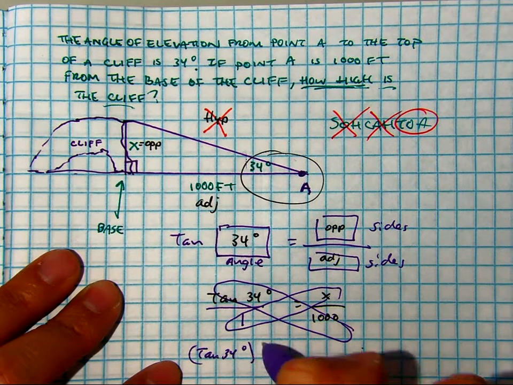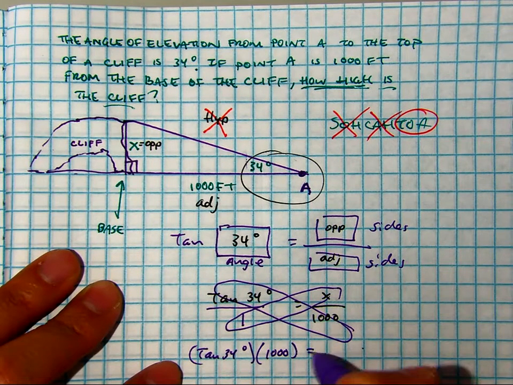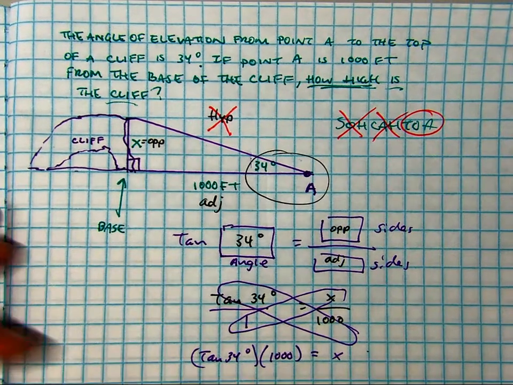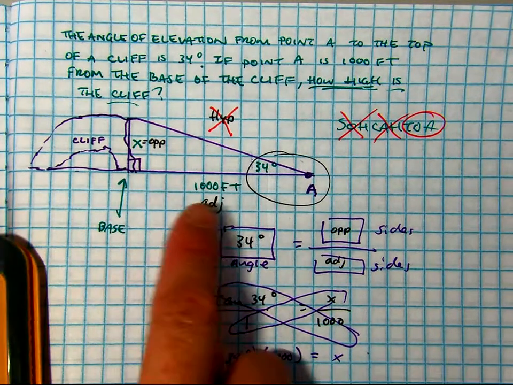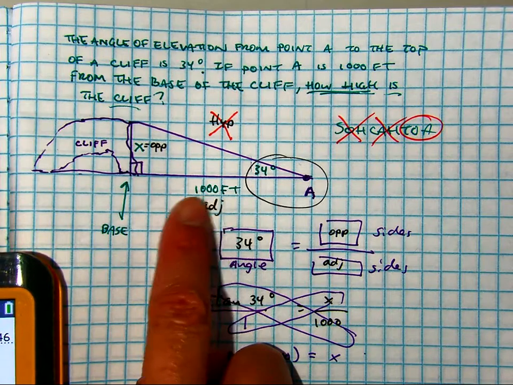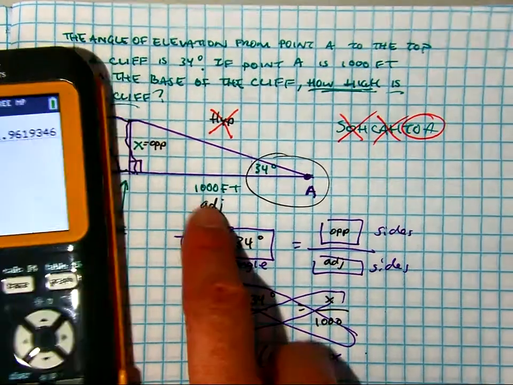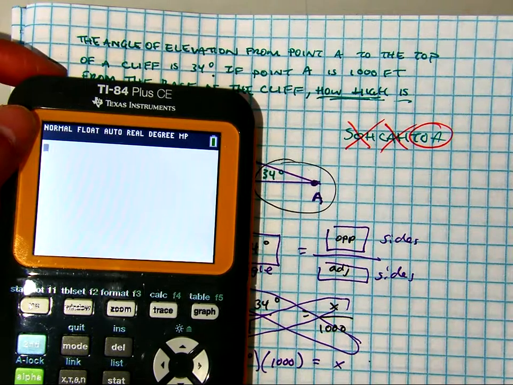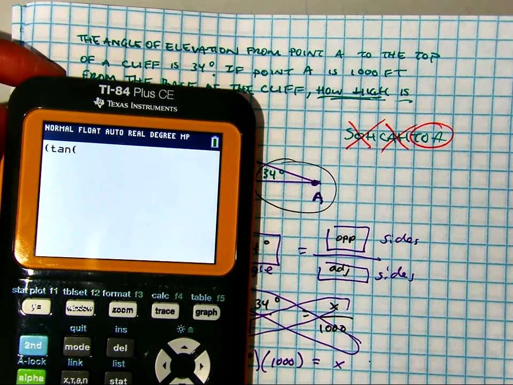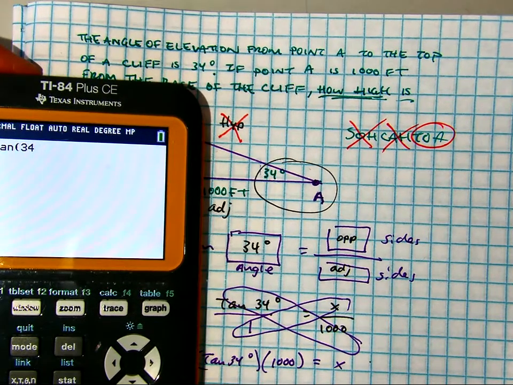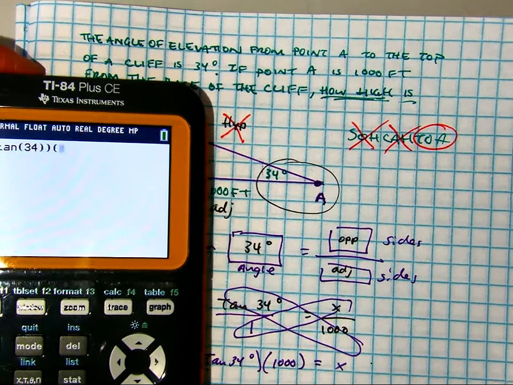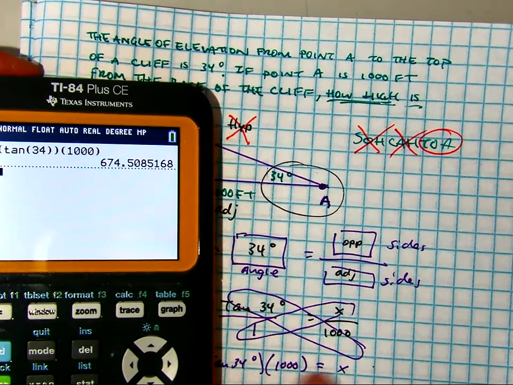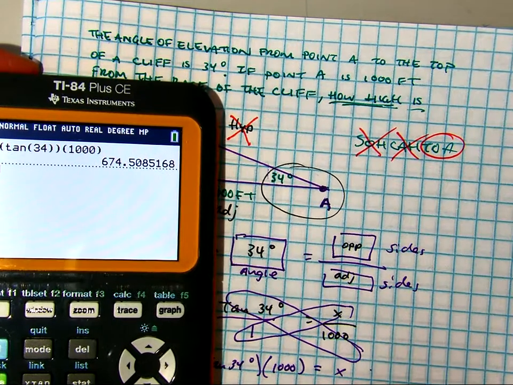Let's put that into our calculators. It doesn't tell us where to round. I do notice that this has no decimals, so you can also round to the nearest whole. That's a good hint right there. So I have lots of parentheses. Tangent 34 times 1,000. That's my calculator ready equation. And I get what? 675. So approximately 675 feet.